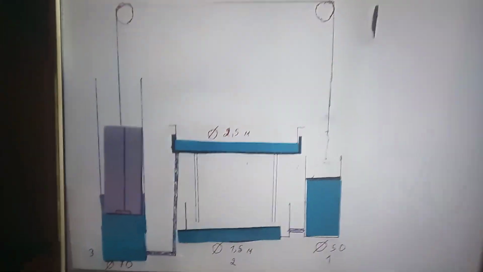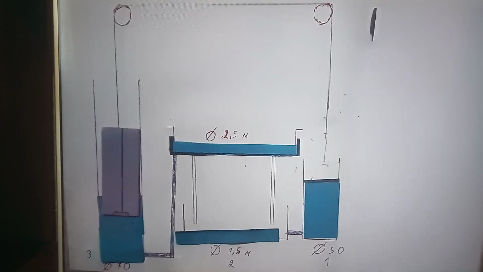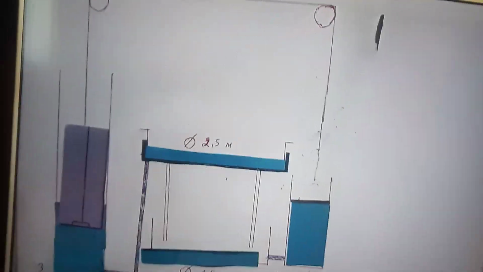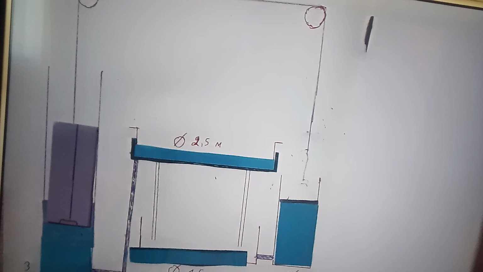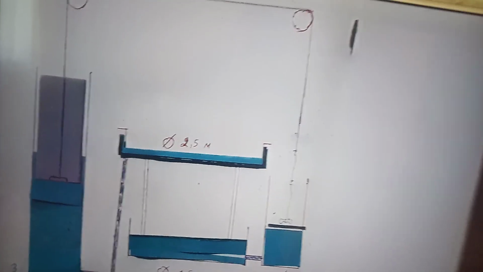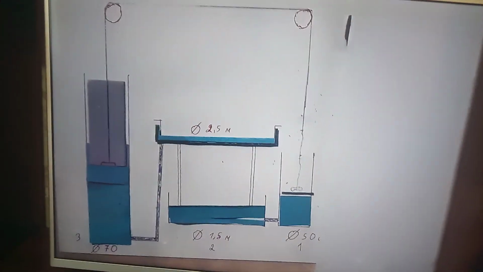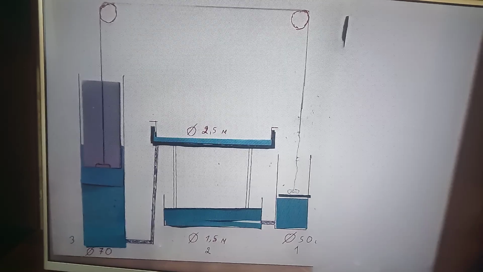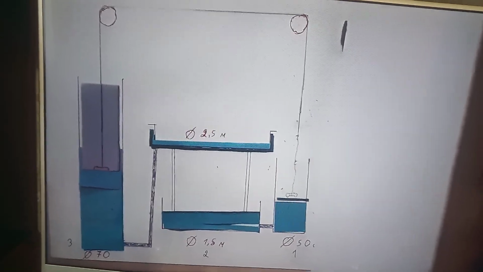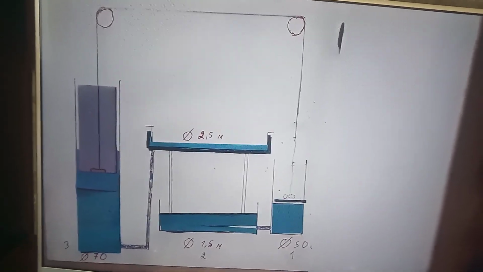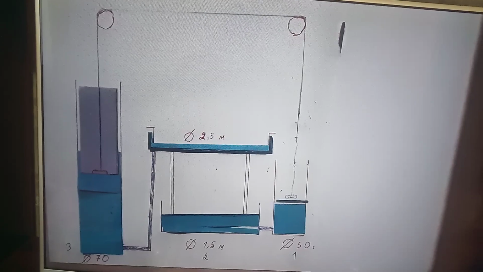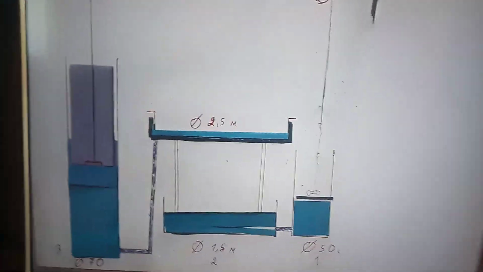The second cylinder is 1 meter 50 centimeters in diameter. It has a piston on which a reservoir with liquid is located on legs and a diameter of 2.5 meters. This liquid is not physically connected with the liquid under the piston and has a density of 1 ton per cube. But this density can be changed later.